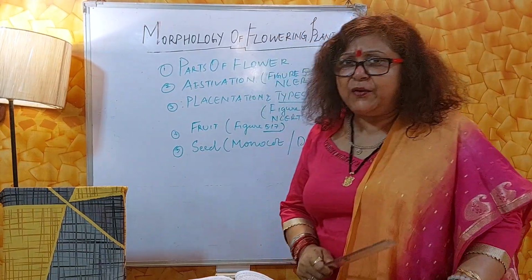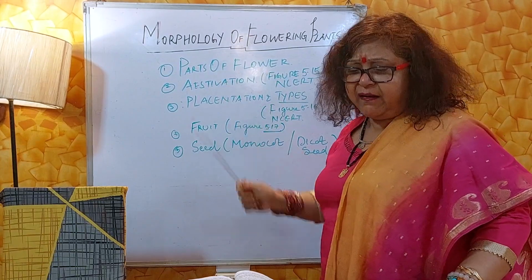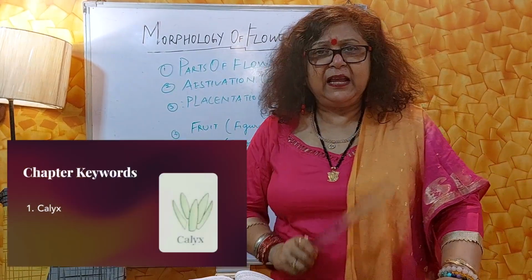So now I start with the outer wall of the flower, that is the calyx. Now what is this calyx? This calyx is the first feature. It is the outermost wall of the flower. The individual units are called sepals. These sepals are generally green in color. They are leaf-like and they protect the inner walls of the flower. If they are green in color, then their function will be photosynthesis and to some extent transpiration. And if they are colored, they help in pollination.